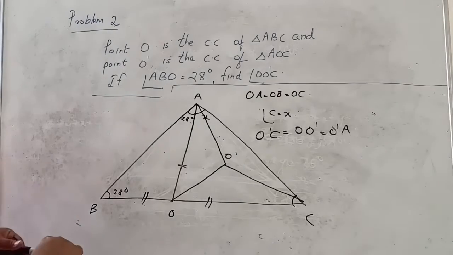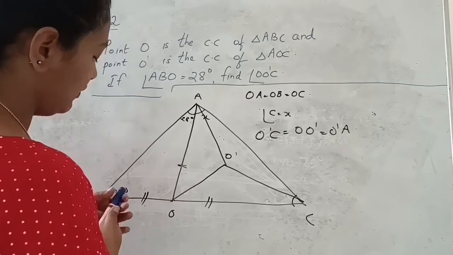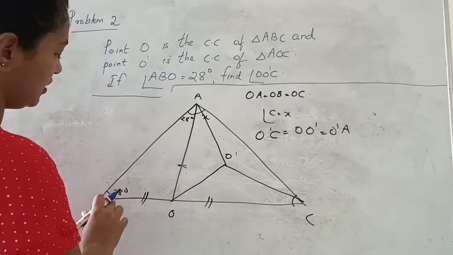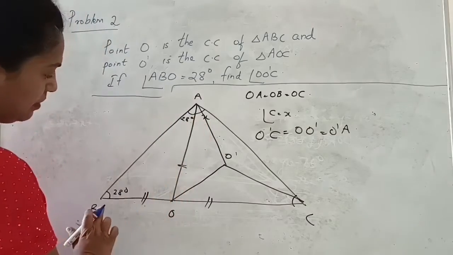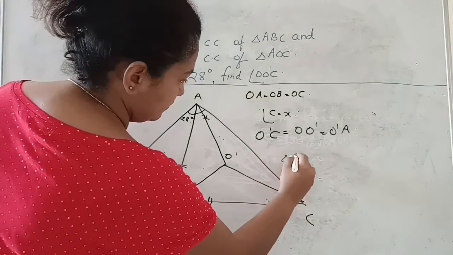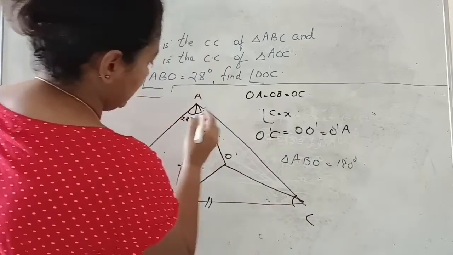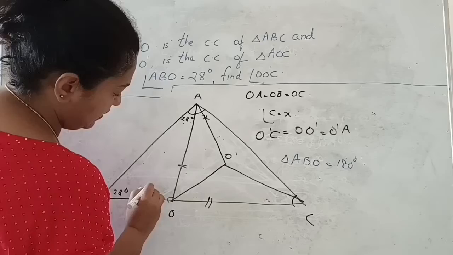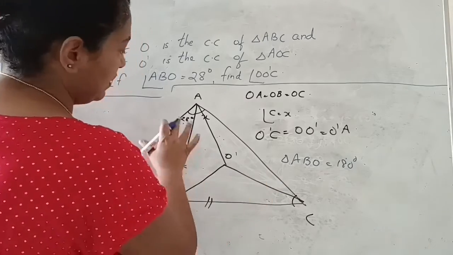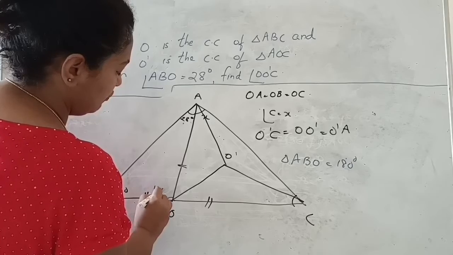Okay. So you know that the sum of angles of a triangle is equal to 180 degrees. If this is 28 and this is 28, ABO forms a triangle. The sum of the angles is equal to 180 degrees. If this is 28 and this is 28, what is the measure of this angle? This angle will be 180 minus (28 plus 28), 180 minus 56, which is equal to 124.